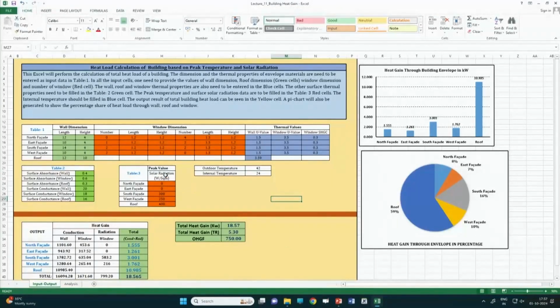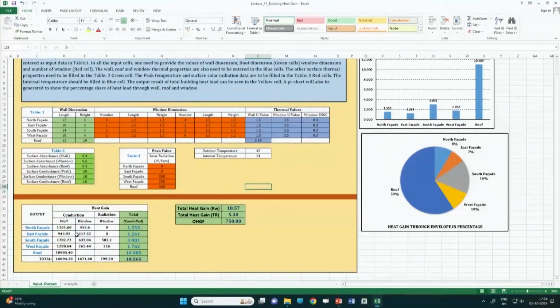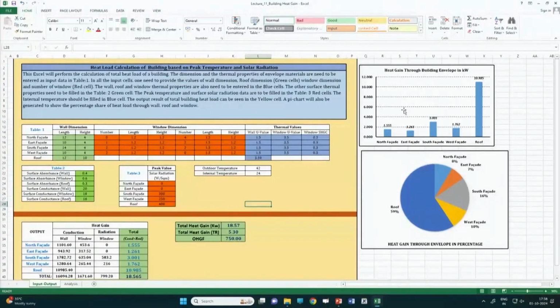You can change the peak value of your solar radiation and find out what the total tonnage of refrigeration required for this particular room will be, and you can have the absorption values, the surface conductance values that you can keep. In this chart you can see the different conduction values and the radiation values and the total conduction plus radiation values for your heat load, and the pie chart and the bar chart are going to help you.